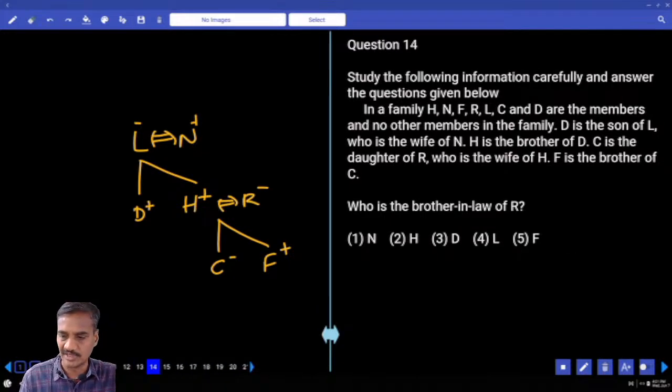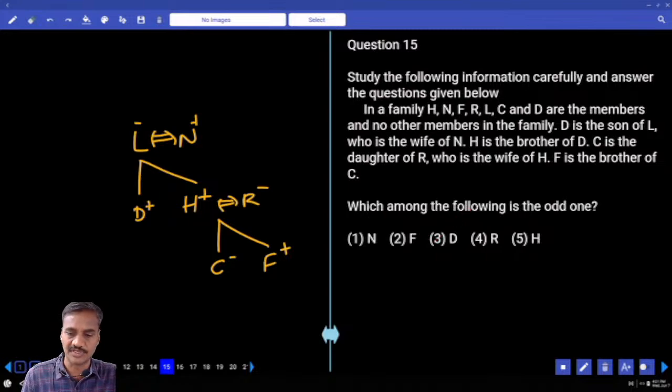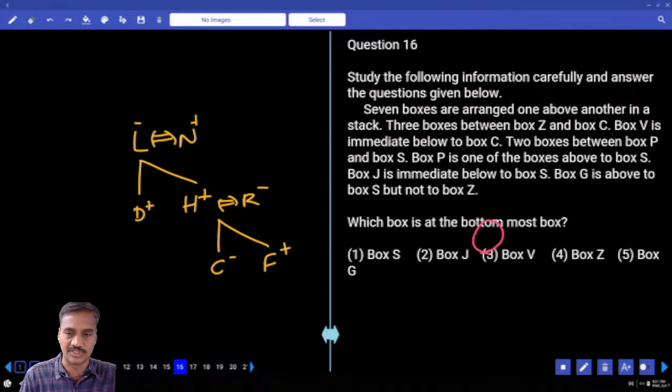And who is the brother-in-law of R? R's brother-in-law means R's husband's brother. That is spouse's brother, brother-in-law, choice 3, question number 14. Then 15th one. Which among the following is the odd one? N a male, F is a male, D is a male, R is a female, H is a male. Except choice 4, the remaining are males, R is a female, 15 choice 4.